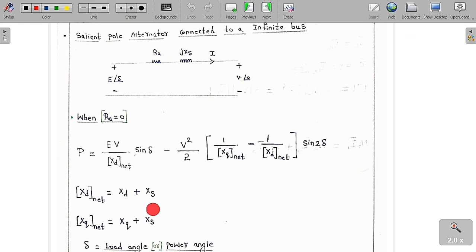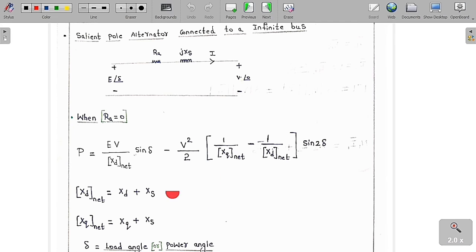This is the point that you always have to remember: XD net is equal to XD plus XS and XQ net is equal to XQ plus XS. Then the power delivered to the load: whenever RA is equal to 0, the power generated is equal to the power output. So P is equal to E into V by XD net into sin delta minus V square by 2 into 1 by XQ net minus 1 by XD net into sin 2 delta. Delta is called the load angle or power angle or torque angle.